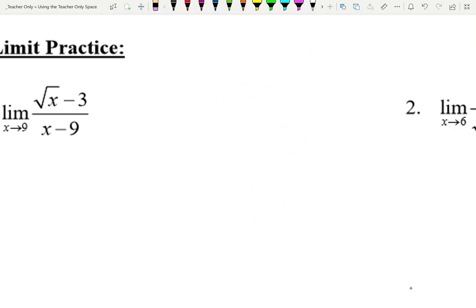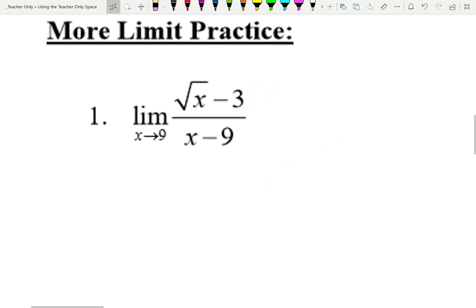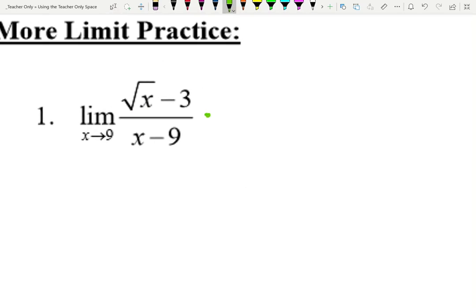All right, so we're going to go ahead and rationalize this. Now, when we say rationalize, we're looking for wherever the square root is, okay? And we're going to multiply by the conjugate.